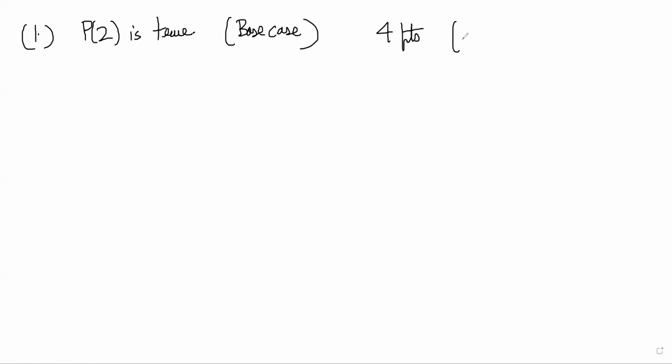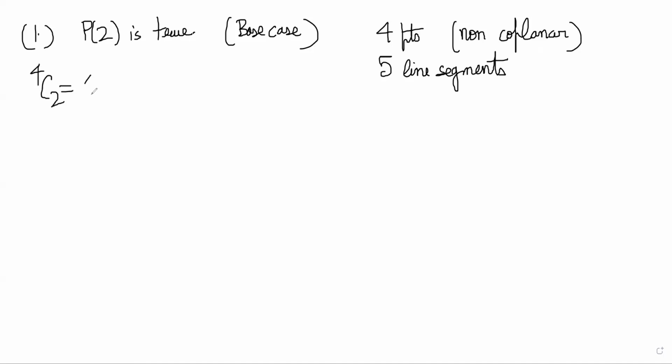The first step here is to show that P of 2 is true. This is the base case because n starts from 2, right? So think about it. P of 2 means there are 4 points which are non-coplanar, and there are n square plus 1 or 5 line segments connecting them, right? So if there are 4 points in space and 5 line segments, then obviously the maximum number of line segments was 4C2 or 6, right?